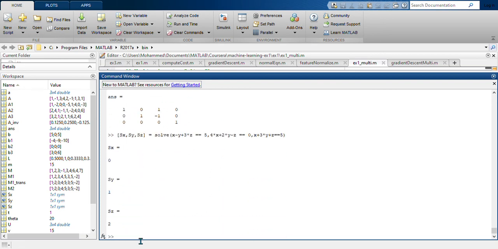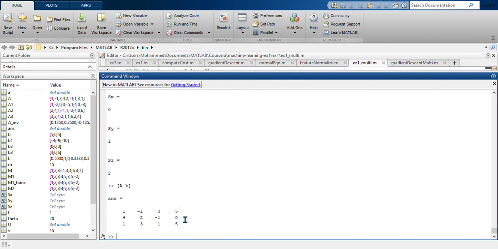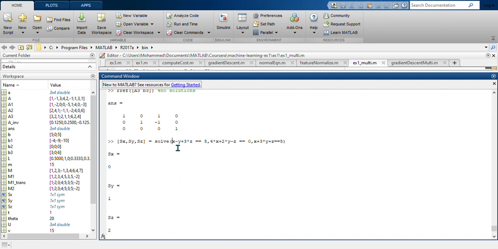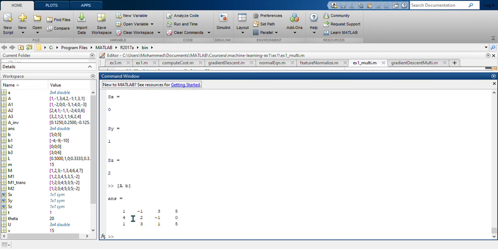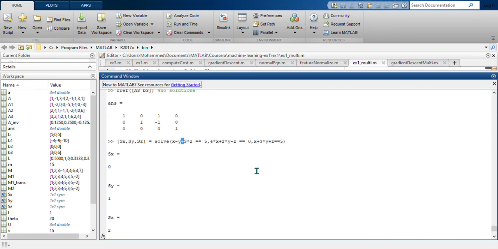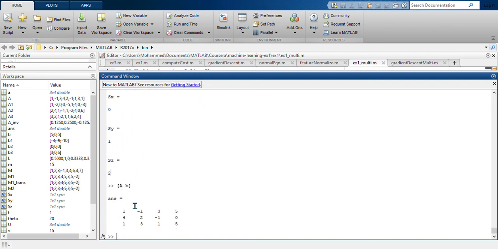All right. So those were the equations that we had. That's for A, B, I think. So that was x minus y plus 3z equals 5, 4x plus 2y minus z equals 0, and x plus 3y plus z equals 5, right? So we use MATLAB's built-in command called solve to solve these equations and get the solution for x, the solution for y, the solution for z, which I have named as sx, sy, sz, and we get the answer as 0, 1, and 2, which is exactly the same answer that we got.